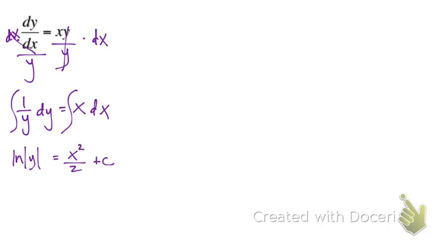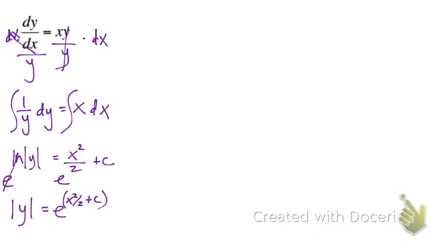Now, you may or may not be familiar with how to isolate y in this example, but remember, to get rid of a natural logarithm, we can raise both sides with e to that power. So e and ln cancel each other out because log base e. So the absolute value of y is equal to e to the x squared over 2 plus c, and all of that is in the exponent.